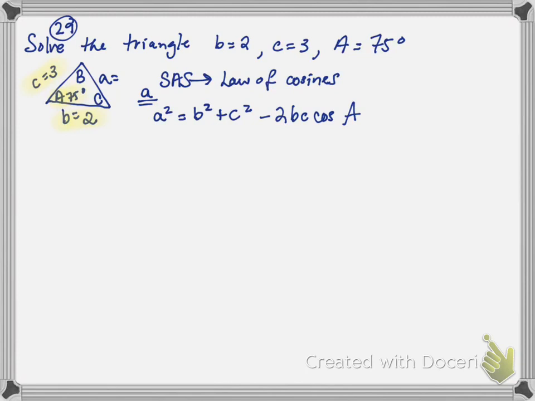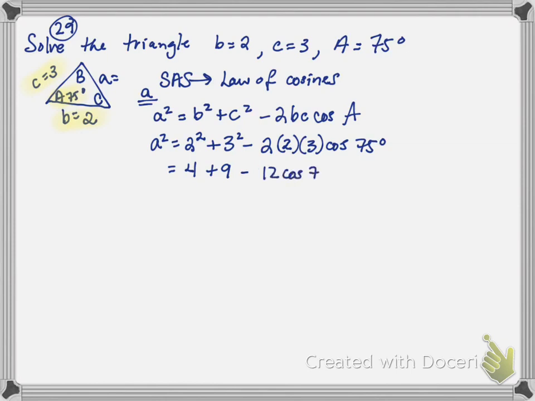So I'm looking for side A. A squared equals B, which is 2, we're going to square that, plus C, which is 3, we're going to square that, minus 2 times 2, which is side B, times 3, which is side C, cosine of 75 degrees. And when we work out the math, 2 squared is 4, 3 squared is 9, 2 times 2 is 4, and 4 times 3 is 12, cosine of 75 degrees, equals A squared. Okay, so 4 plus 9 is 13, minus 12 cosine of 75 degrees, and this equals A squared.